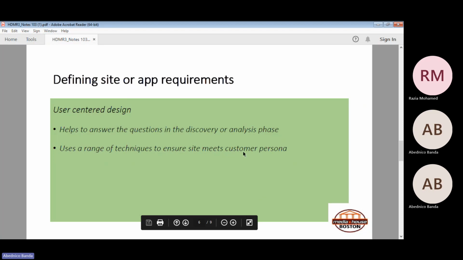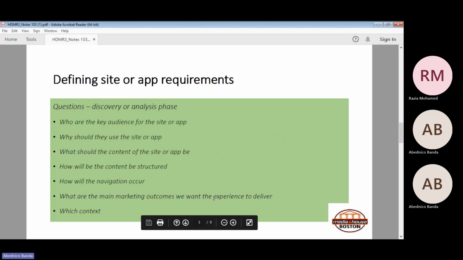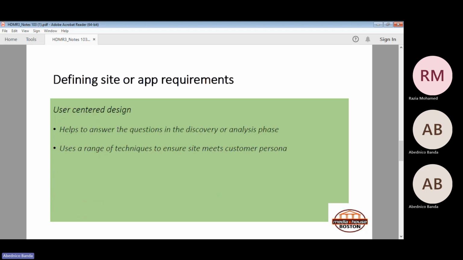So this customer persona, how are you going to know it? How are you going to come across it? You are going to come across it here. I don't know if you can see my mouse moving. Remember, they say who is the key audience. So the moment you have identified the key audience, you will then be able to come up with the persona of that audience.